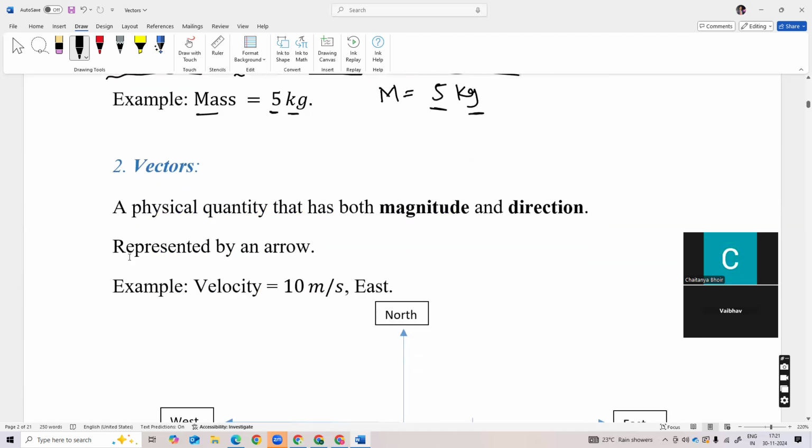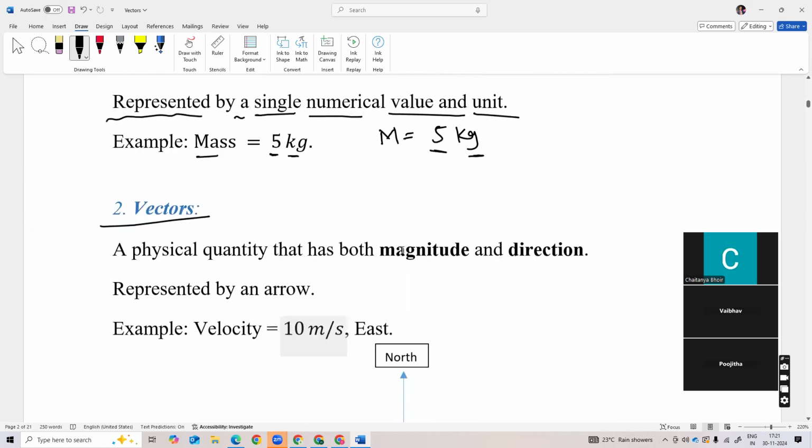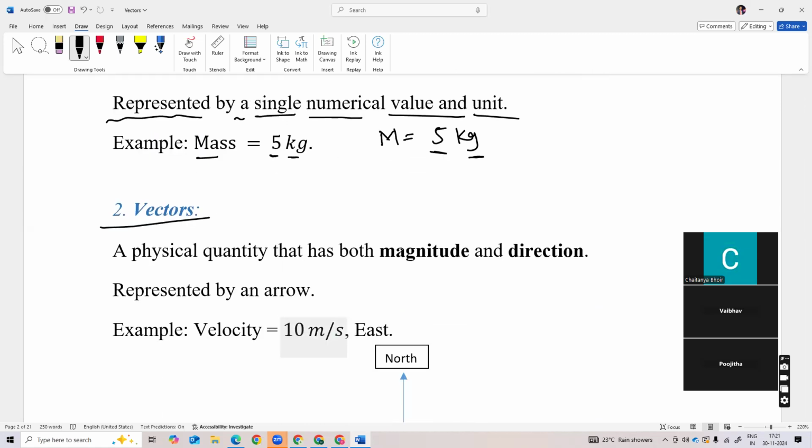Now we will see vectors. Vectors are physical quantities that have both magnitude and direction. Scalars have only magnitude, whereas vectors have both magnitude and direction, and a vector is represented by an arrow. First of all, if you have some vector quantity, let's say velocity.